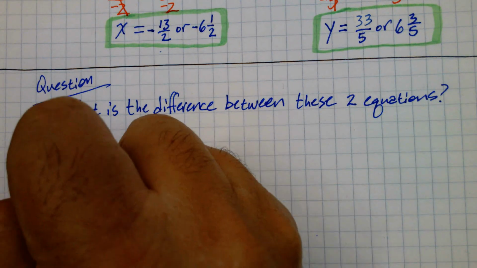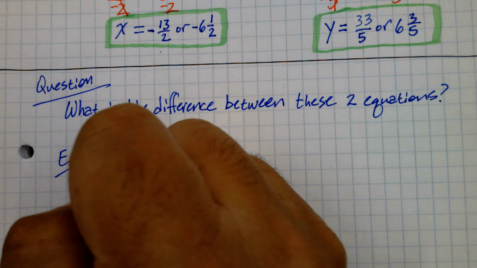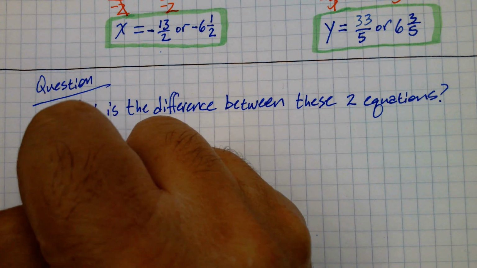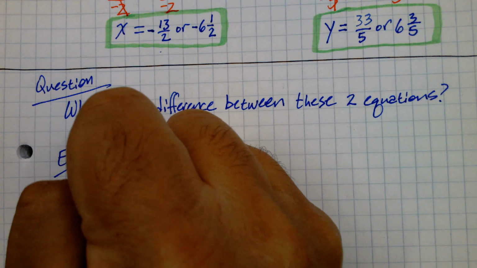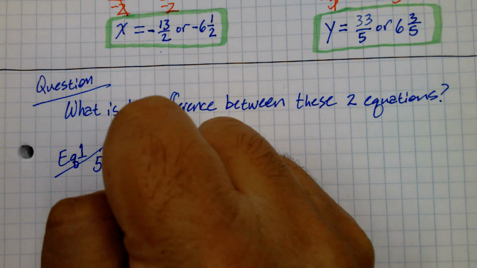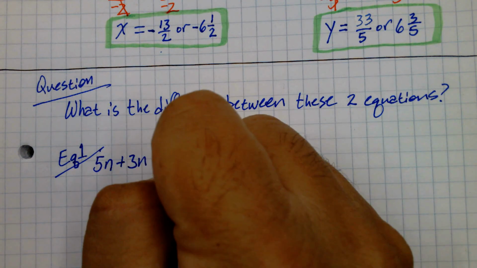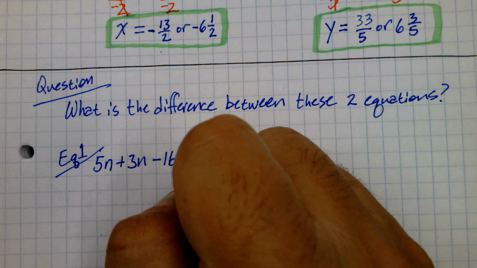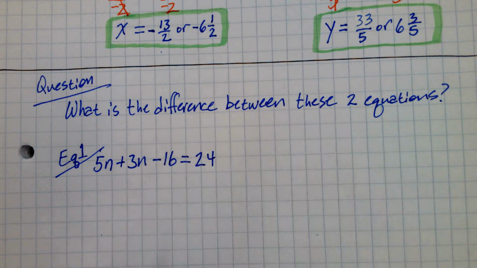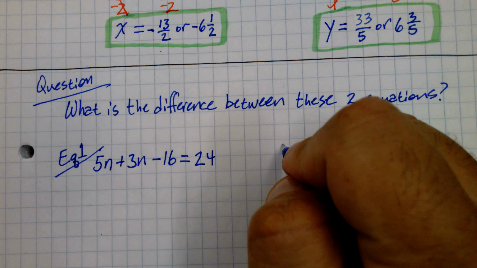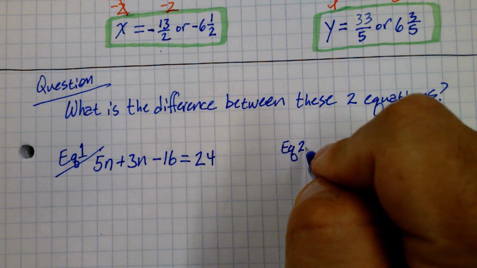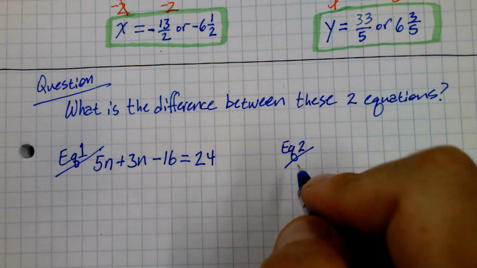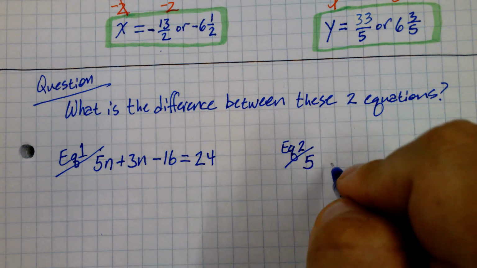Let's see. 5n plus 3n, take away 16, equals 24. So that's the first equation. We're going to compare it to equation number 2. And here it is. It's going to look very similar.